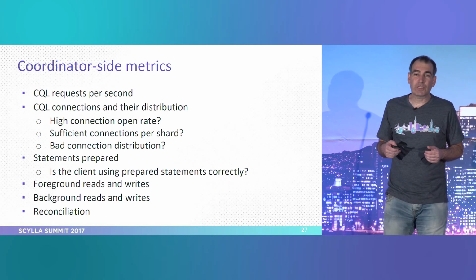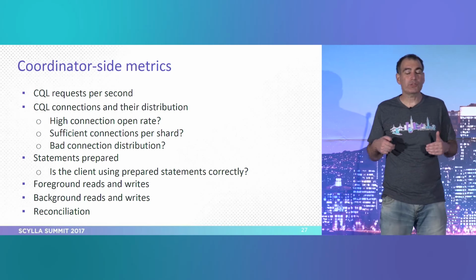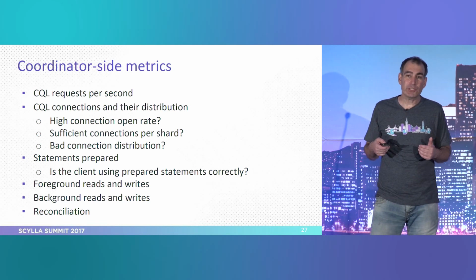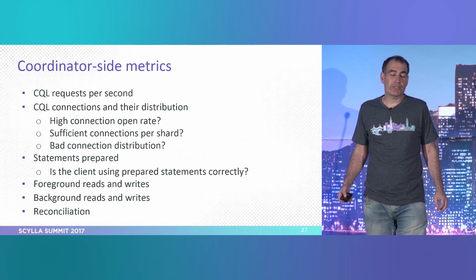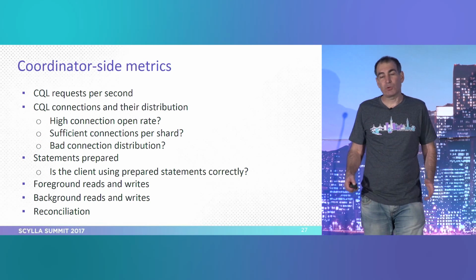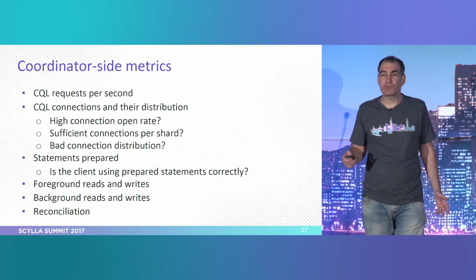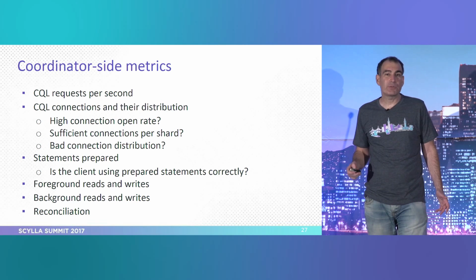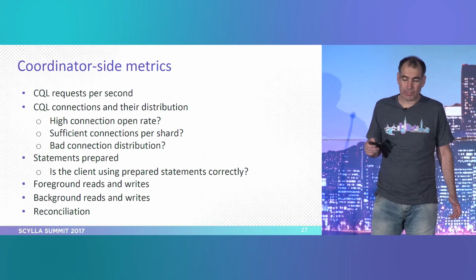It's a good idea to check the connection open rate so that we're not connecting very often and creating new connections, because the overhead for creating a connection is pretty high. Perhaps your client is misconfigured and it continuously recreates connections. If that happens, you want to fix that to get good throughput.